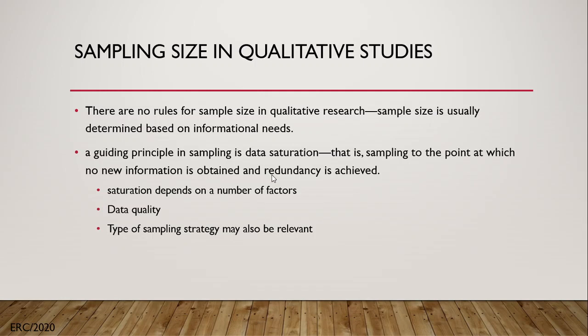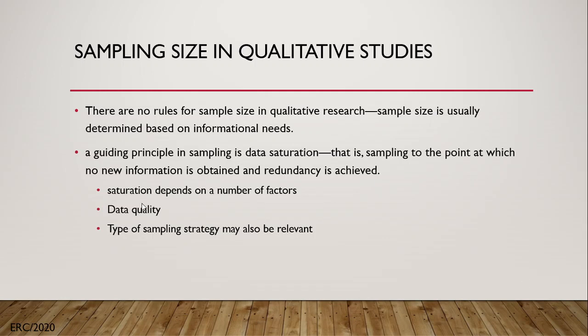Saturation depends on a number of factors. For example, the broader the scope of the research question, the more participants will likely be needed. Okay? Data quality can also affect sample size. If participants are good informants who are able to reflect on their experiences and communicate effectively, saturation can be achieved with a relatively small sample. Also, if longitudinal data are collected, fewer participants may be needed because each will provide a greater amount of information.